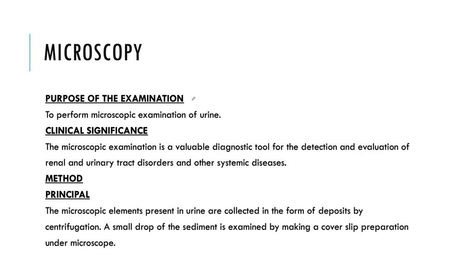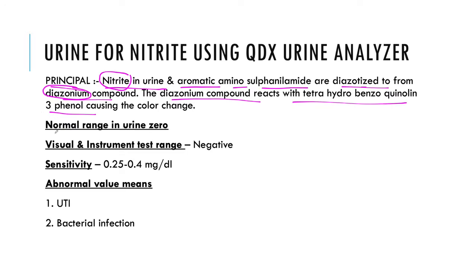Usually in normal cases, what is happening? The nitrite is not present, so the result is 0. The visual and instrument test range can be negative, because you cannot see any color change. The sensitivity level in the instrument can be 0.25 to 0.44 mg per dl. That means if this much value is present, then only the instrument will show the positive result. That's why it is called the sensitivity.